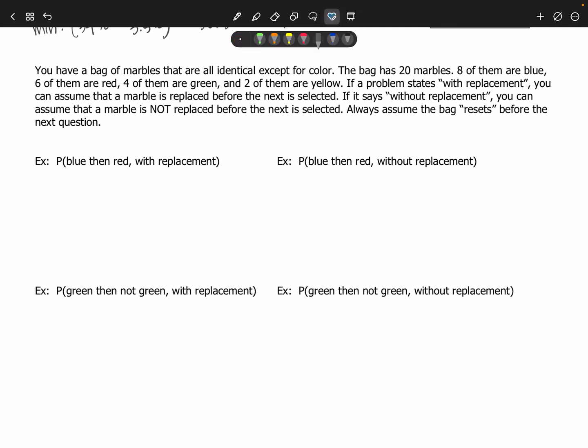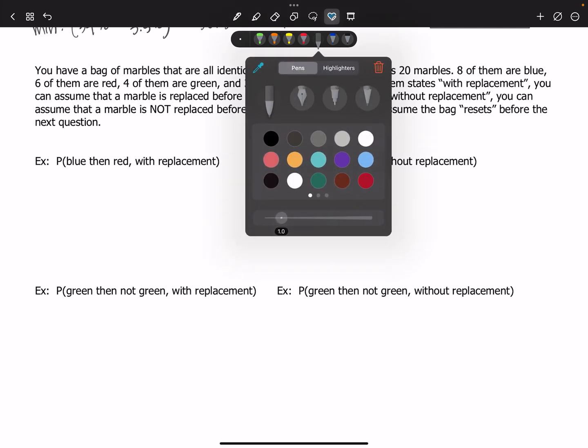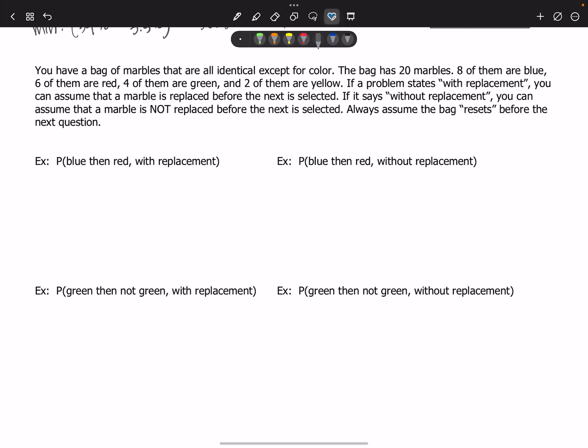So off to the side, what I like to do is when I'm given a problem like this where I've got different things happening, I like to list just the given information off to the side. So I've got 8 blue marbles, 6 red marbles, 4 green marbles, and 2 yellow marbles. And all together, that's 20 total. So I'm going to do a quick add. 2 plus 4 is 6. 6 plus 6 is 12. 12 plus 8 is indeed 20.